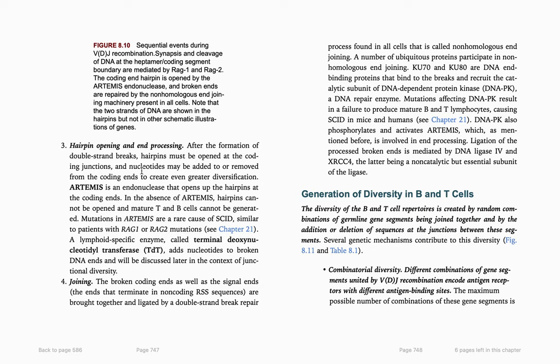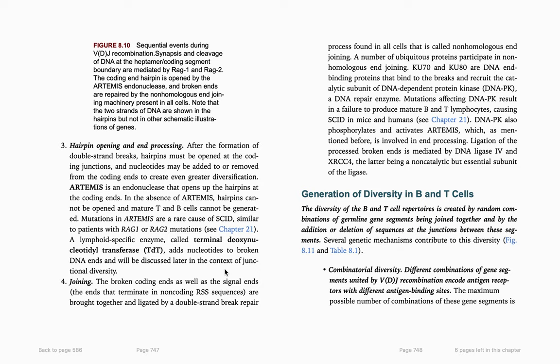After the formation of the double-strand break, the hairpin must be opened at the coding junction and nucleotides may be added or removed from the coding end to create even greater diversity. Artemis is an endonuclease that opens up the hairpin at the coding end. In the absence of Artemis, hairpins cannot be opened and mature T and B cells cannot be generated. Mutations in Artemis are a rare cause of SCID, similar to patients with RAG1, RAG2 mutations. A lymphoid-specific enzyme called terminal deoxynucleotidyl transferase adds nucleotides to the broken DNA and will be discussed later in the context of junctional diversity.